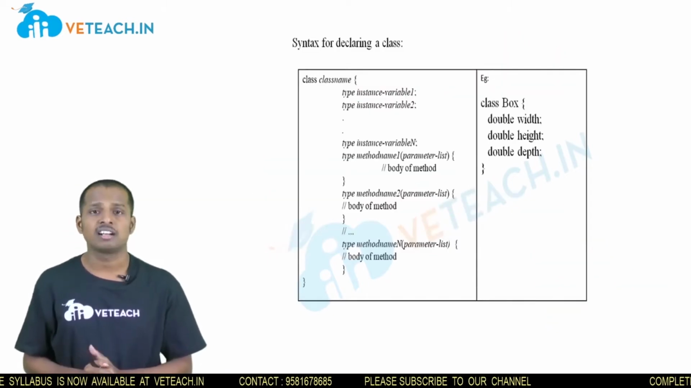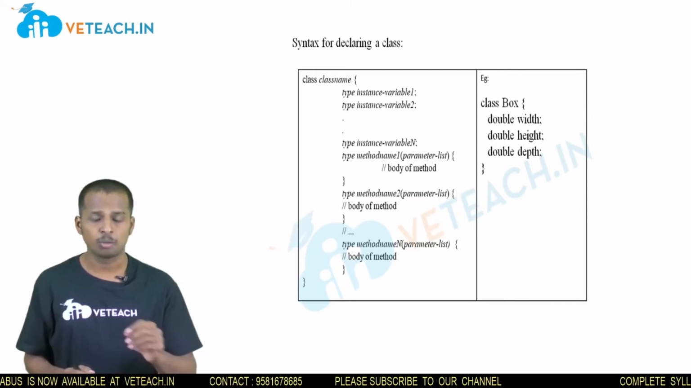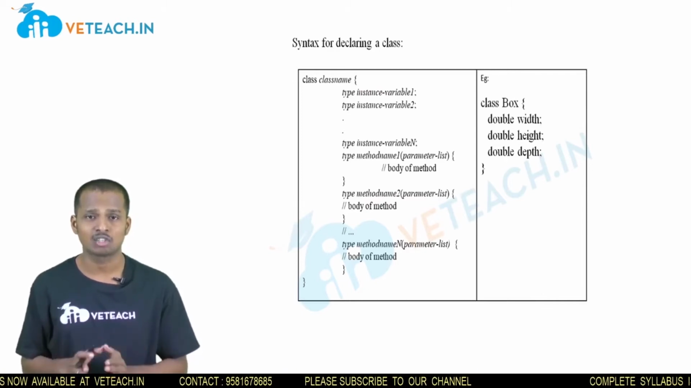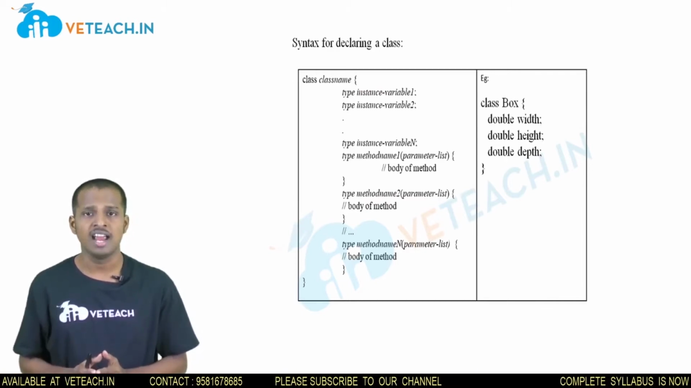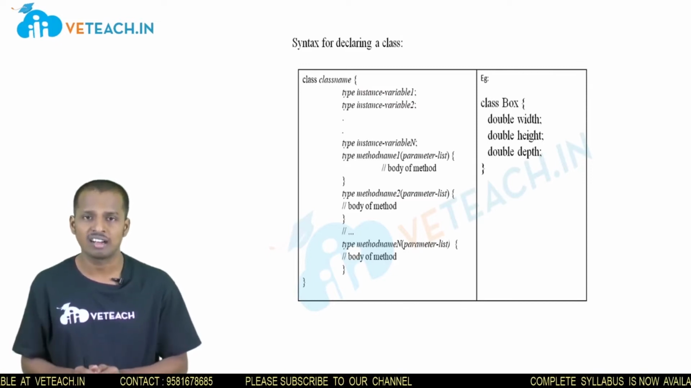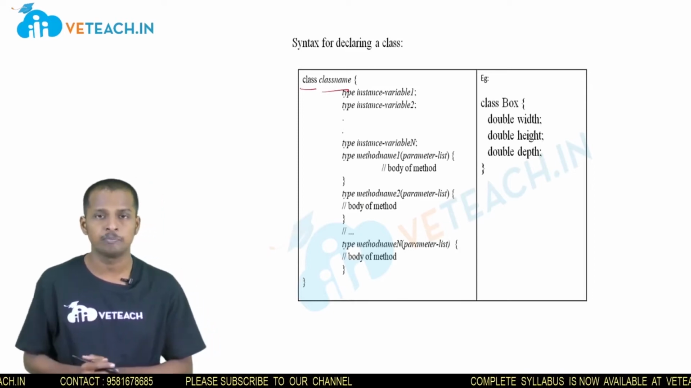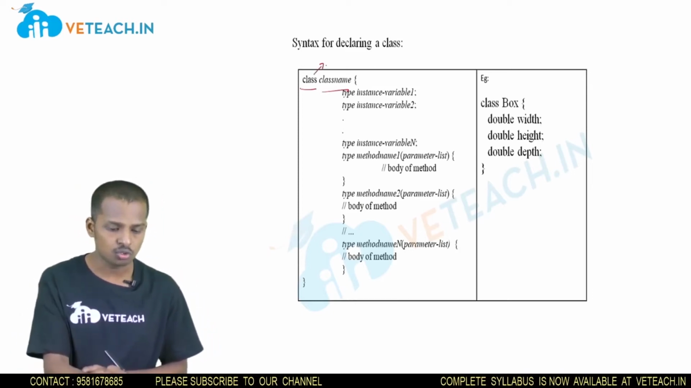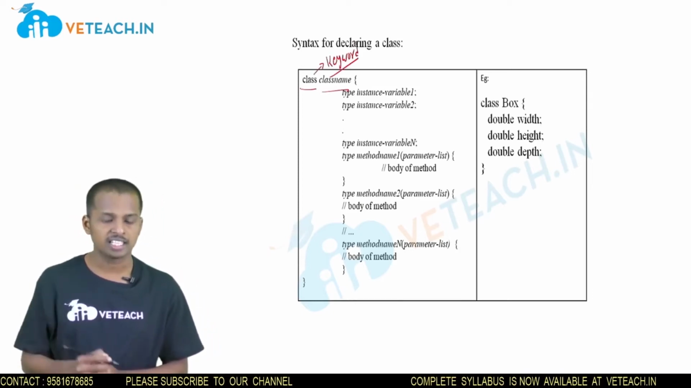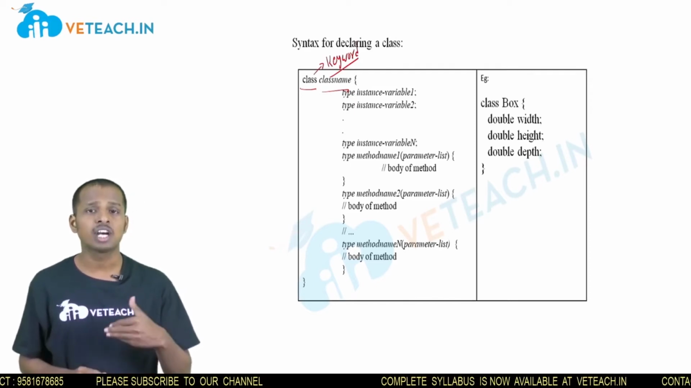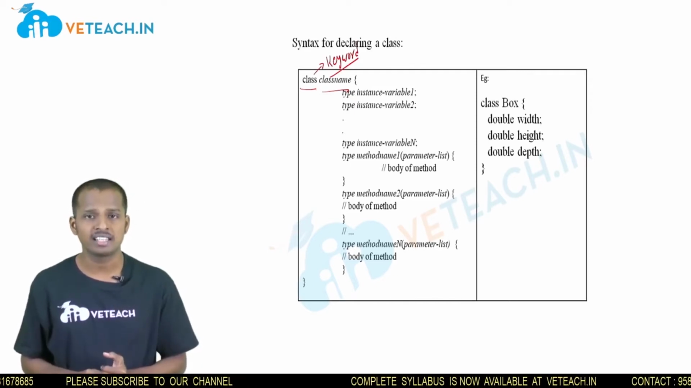What is the syntax for declaring a class? Since in the previous topic we discussed that a class is a collection of data members and member functions, and we have a keyword class to declare a class name, the syntax for writing a class is: class space class name. Class is a keyword which is used to declare classes. Next one is class name. The name that we give to the class is known as a class name.